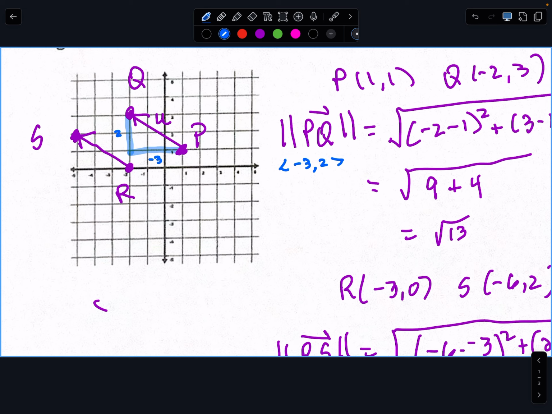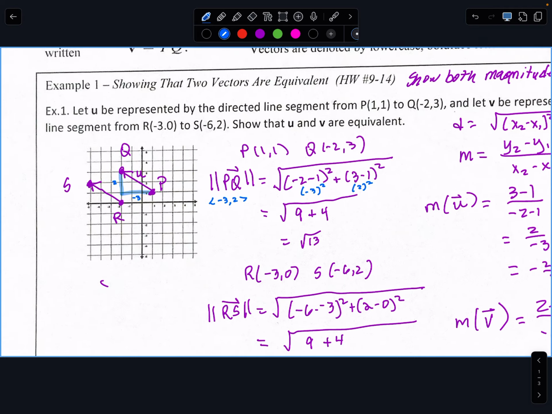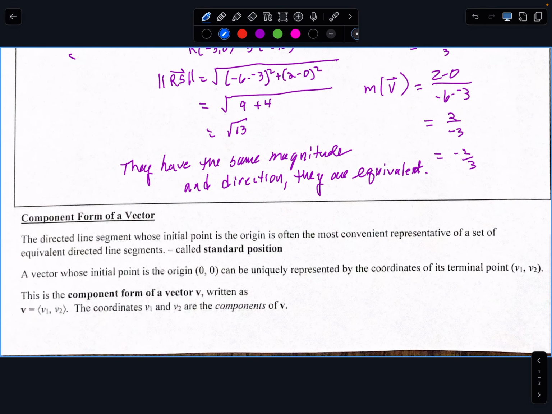The horizontal change right here was negative 3. The vertical change was 2. And so you're getting the length of the sides of that right triangle, and that is going to make calculations for distance easier because you already have the change in x, you have the change in y, and you can do some calculations a little easier. So component form looks like this. And we're going to see how to calculate that on the next page.